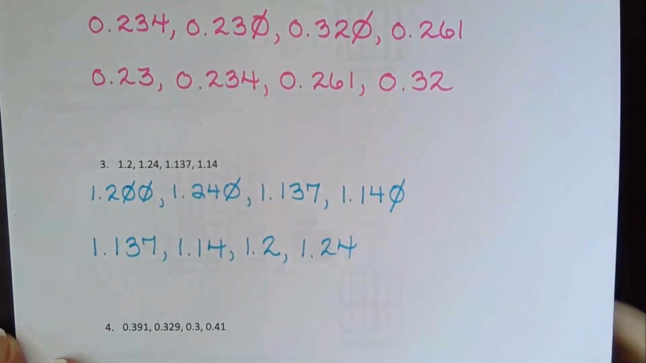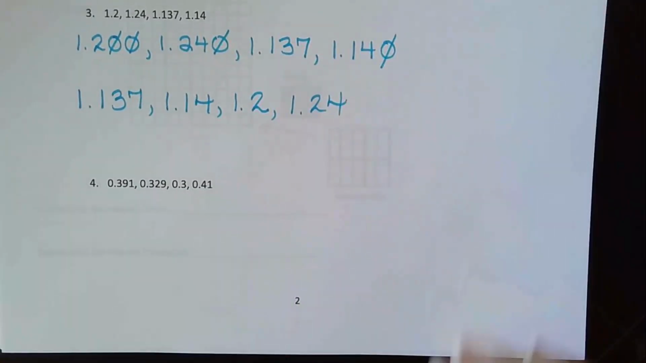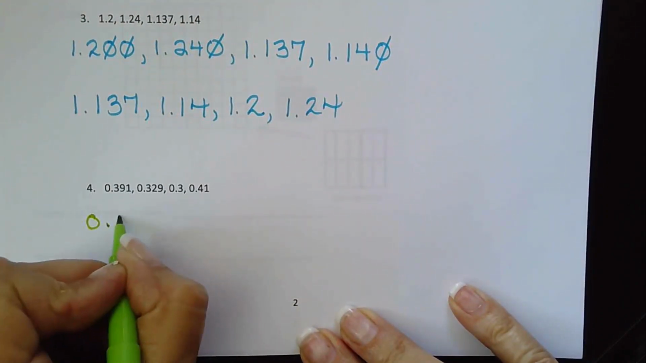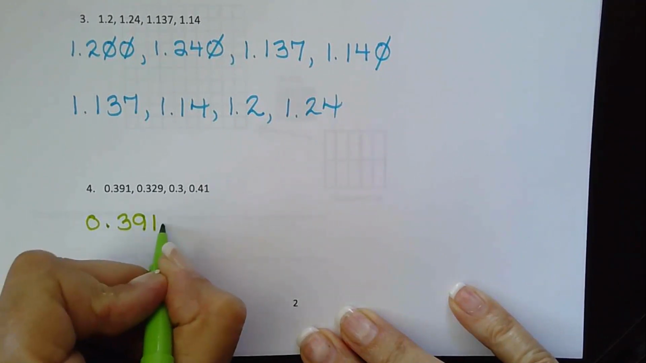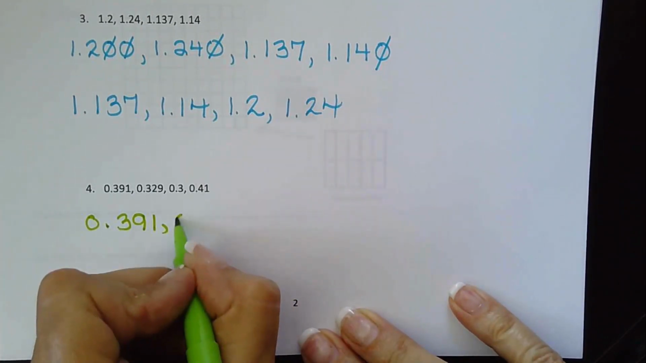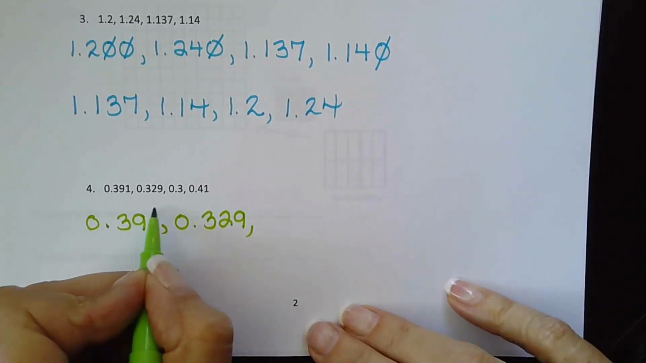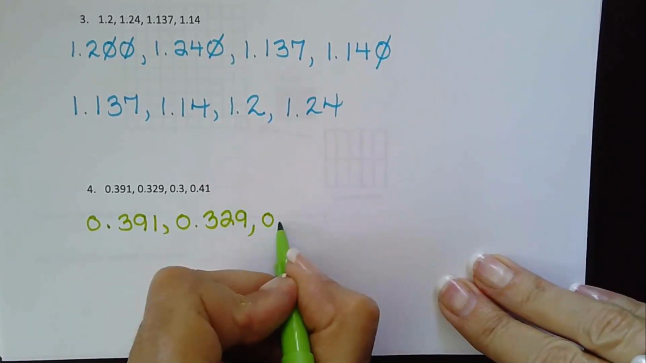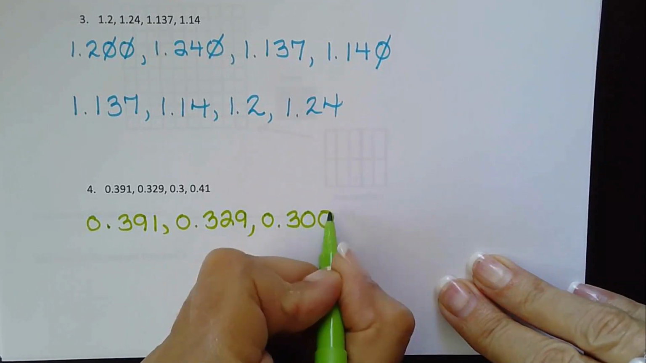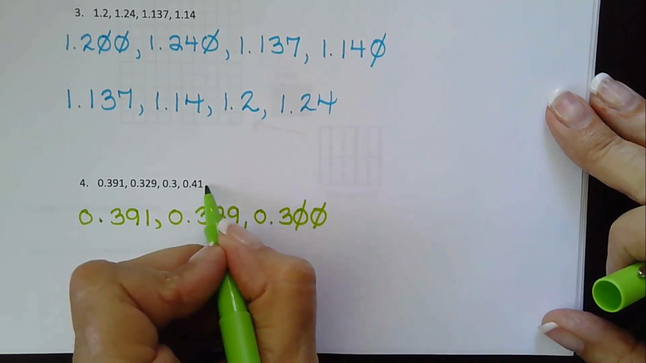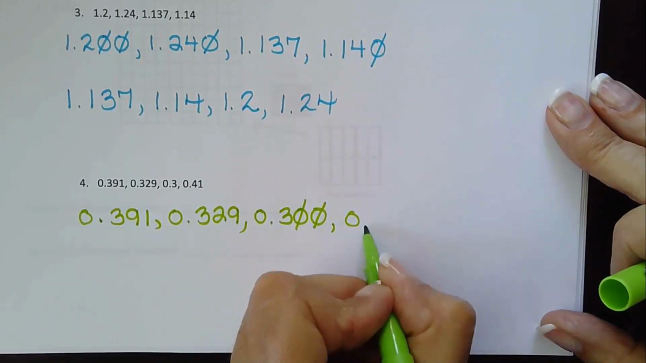And last but not least, it looks like the highest number of decimal places here is 3. So the first two numbers are already set up, 0.391, 0.329. This one we're going to have to add 2 zeros to make it 3 decimal places and put our slashes there so we don't accidentally write those. And this one's going to need 1 zero to make it 3 decimal places.